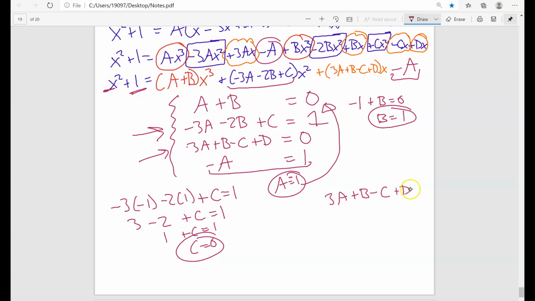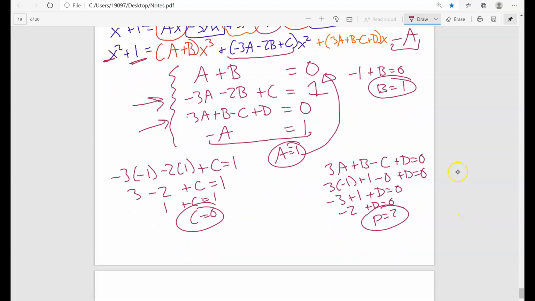Minus c plus d equals 0. So a equals negative 1. B is equal to 1. C is equal to 0. And then you have a d. So it's negative 3 plus 1 plus d equals 0. This gives me negative 2 plus d equals 0, so d equals 2.